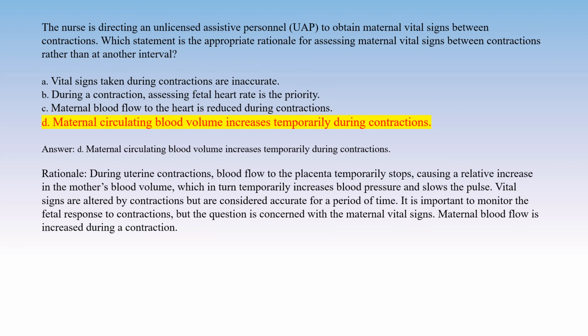Answer. D. Maternal circulating blood volume increases temporarily during contractions. Rationale. During uterine contractions, blood flow to the placenta temporarily stops, causing a relative increase in the mother's blood volume, which in turn temporarily increases blood pressure and slows the pulse. Vital signs are altered by contractions but are considered accurate for a period of time.